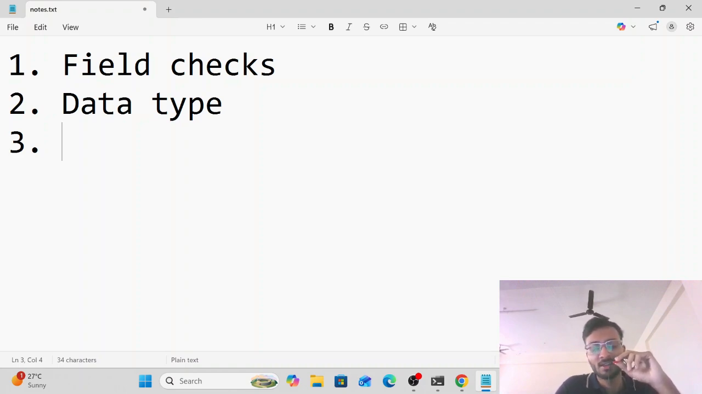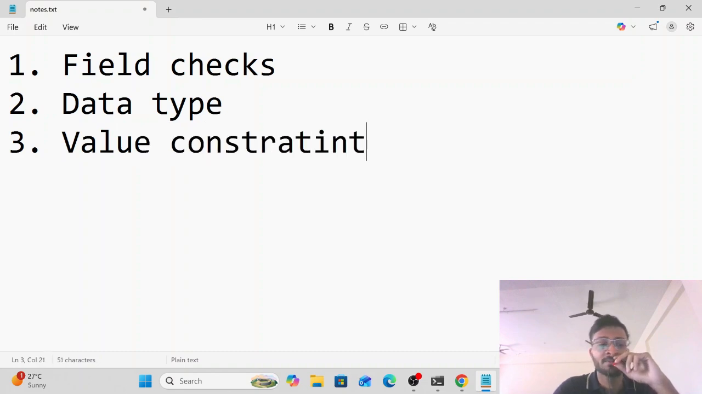The third one is value constraints. Value constraints are the rules we need to keep in mind while dealing with values like valid URLs and timeouts, so that we can easily understand what is going wrong and what is going right.